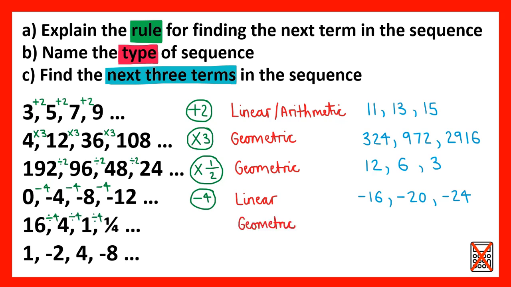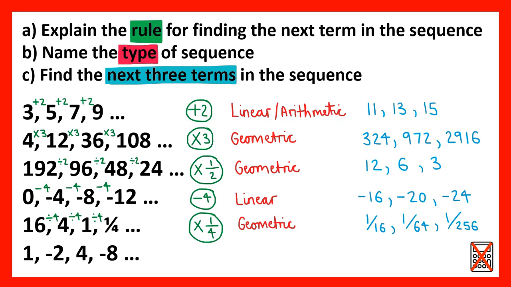For the next question, again, we may recognize that we're dividing by 4 to get from one term to the next, but dividing sequences are in fact geometric, and we need to describe the term-to-term rule as a multiplication. So dividing by 4 each time is the same as multiplying by 1/4. 1/4 divided by 4 is 1 over 16. 1 over 16 divided by 4 is 1 over 64. And 1 over 64 divided by 4 is 1 over 256.